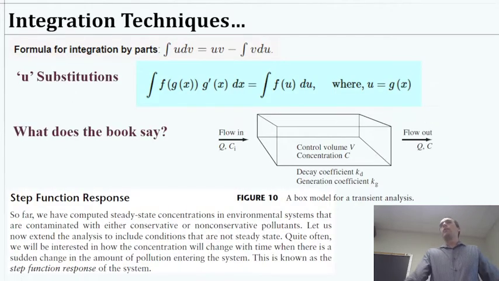I figured, okay, well, let's take a look at some of the methods that might be helpful. And so I was reminding myself about integration by parts and then the U substitution stuff. I was making some sense of it, but ultimately I was like, well, what exactly does the book say? Essentially the book describes these types of problems as step function responses, meaning we have some system, let's say we were at steady state and suddenly we add a whole bunch of stuff, or maybe we remove an input rate or something like that.